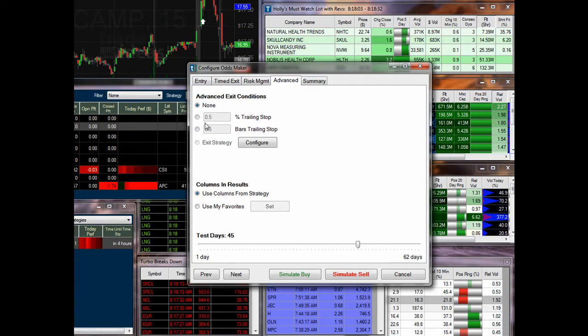Advanced can allow you to use trailing stops if you wish. I have this selected to none. And we're going to backtest 45 days. You can go up to 62 days.